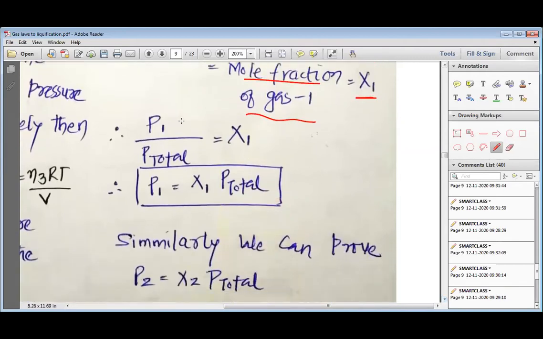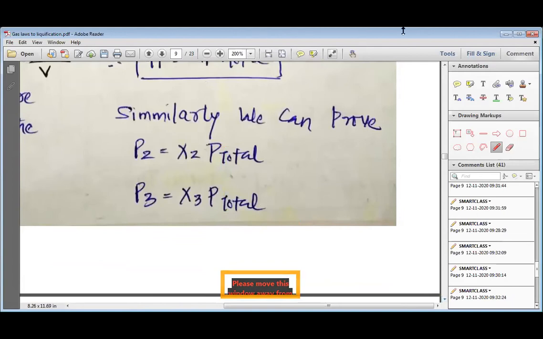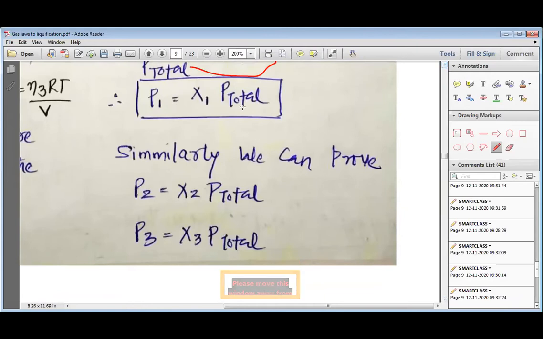So we can write P1 divided by P total is equal to x1, and therefore P1 is equal to x1 into P total. We just move this term to the right side of the equation, and then we can easily get P1 is equal to x1 P total. Similarly, my dear students, for P2 and P3 also we can derive that if P1 is equal to x1 P total, then P2 is equal to x2 P total, and P3 is equal to x3 P total.